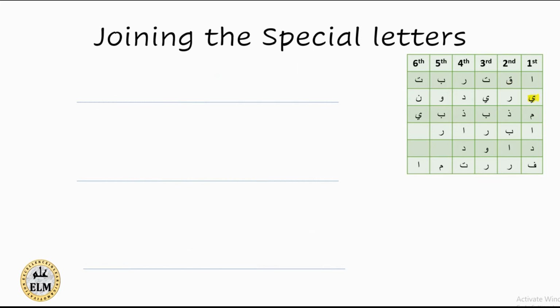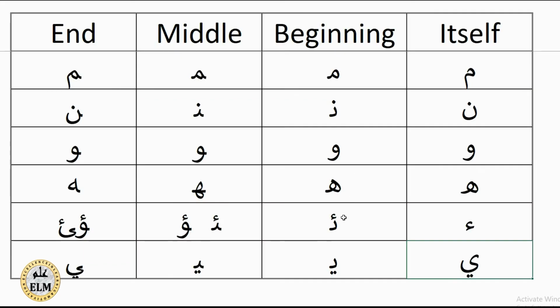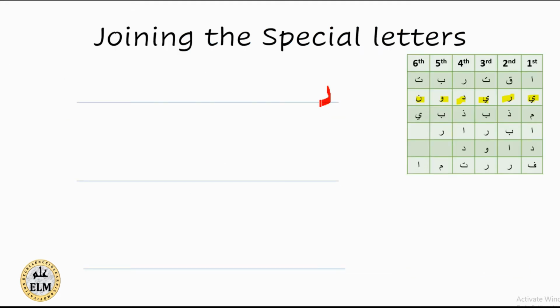Ya, ra, ya, dal, waw, and nun. Ya is at the beginning of the word and nun is at the end, so we use the beginning form of ya. Let's copy it. This is the beginning column, this is ya. This is how ya looks. This is ya. Next letter is ra.